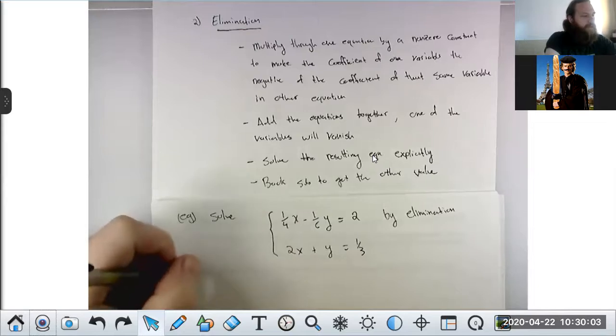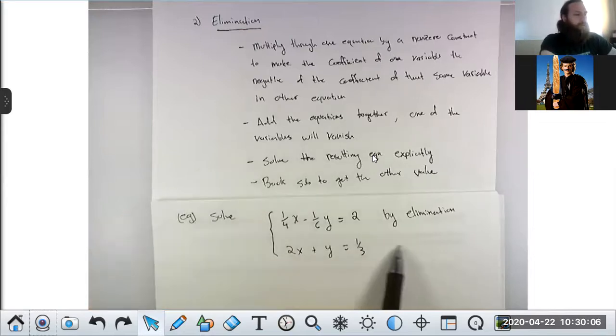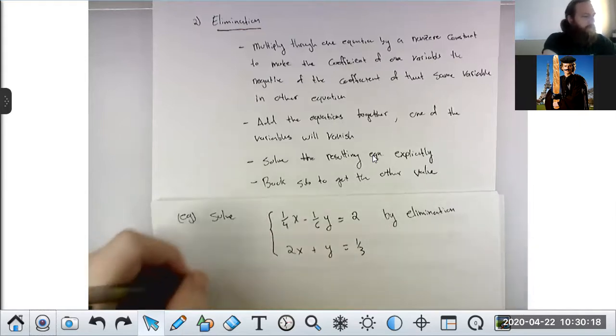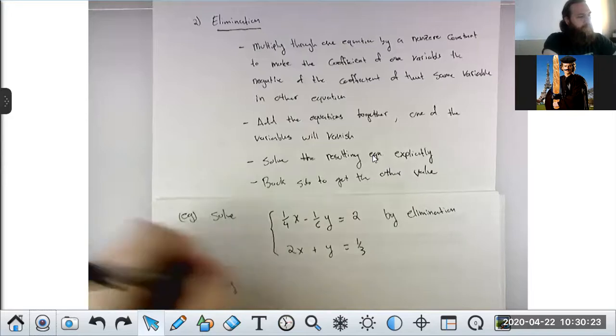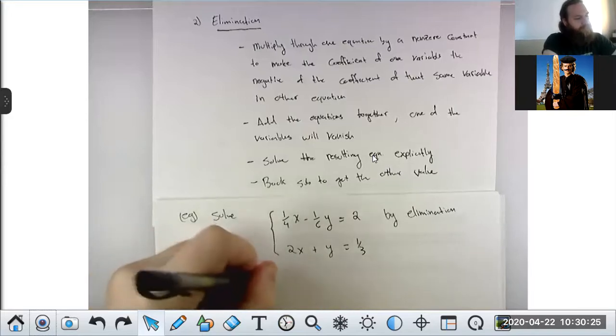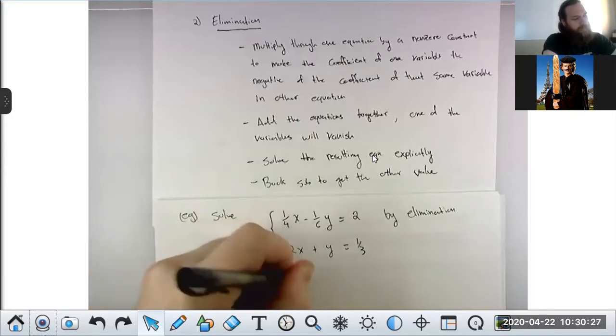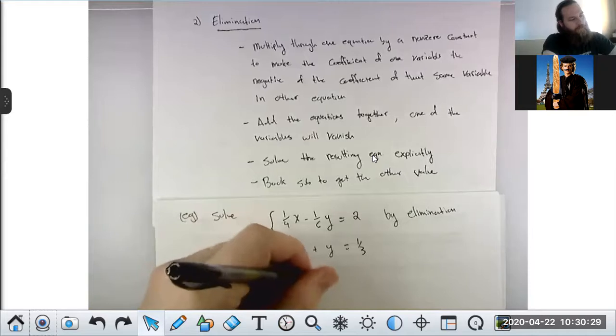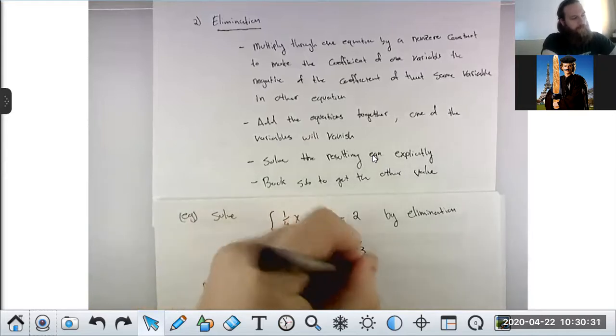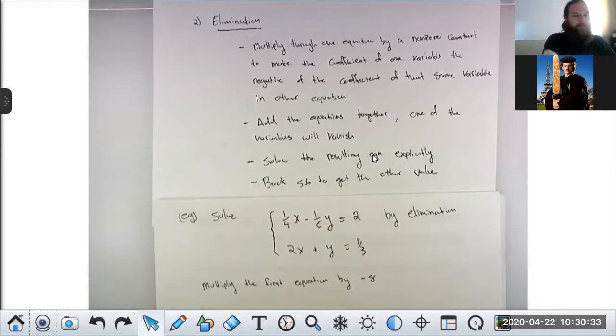Well, let's go ahead and do that. Another option would be to multiply through this equation by -1/6, or sorry, by +1/6, because that will make the coefficient of y here the negative of the coefficient of y here. But let's go ahead and do the thing I first described. So let's multiply the first equation by -8.